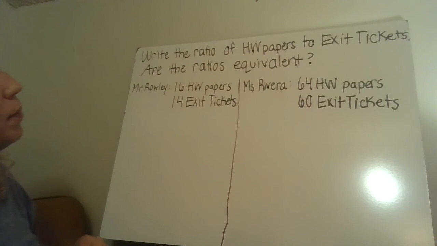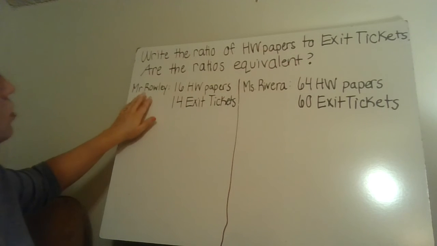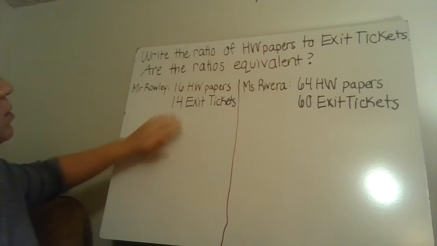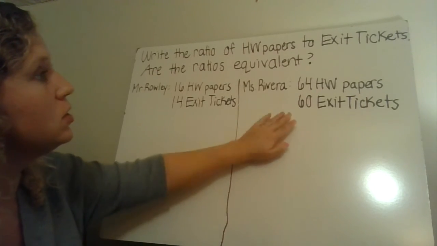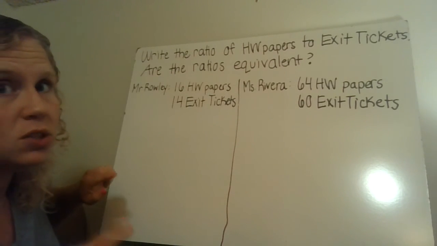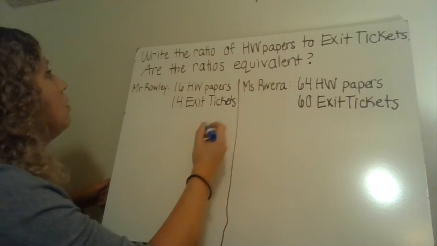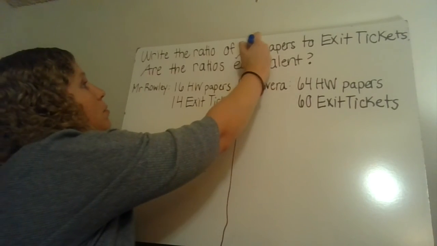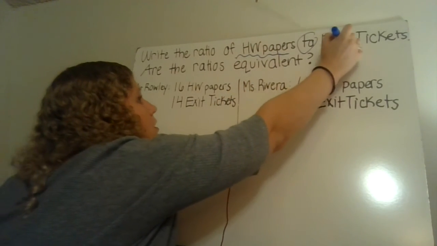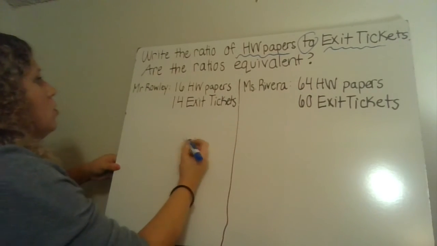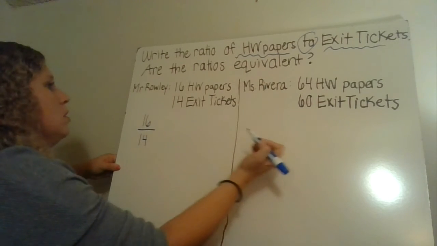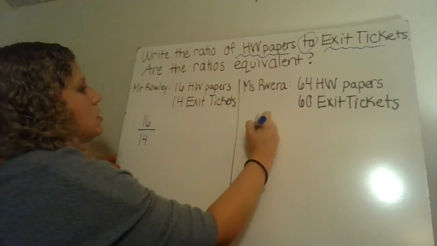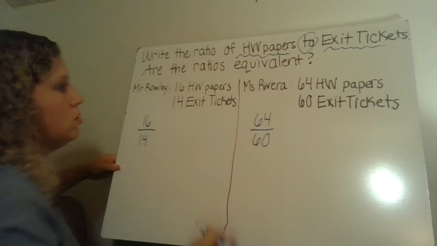Write the ratio of homework passes to exit tickets. Are the ratios equivalent? So I have, Mr. Rowley has 16 homework papers and 14 exit tickets. Ms. Rivera has 64 homework papers and 60 exit tickets. So the first thing I'm going to do is write my ratios out. They wanted the ratio of homework papers to exit tickets. So I'm going to write my homework passes first, 16 to 14. And 64 to 60.